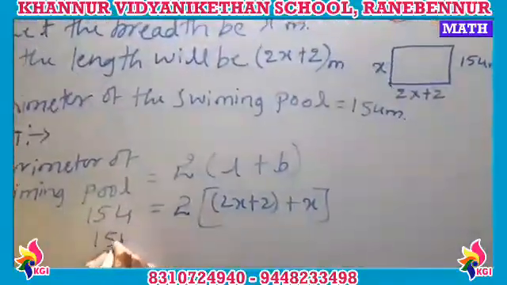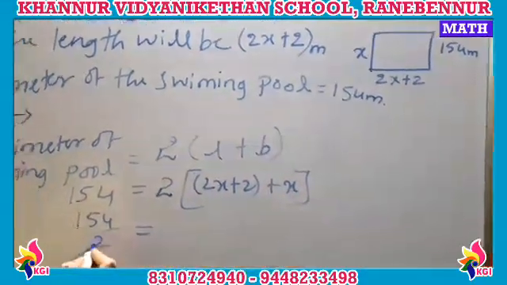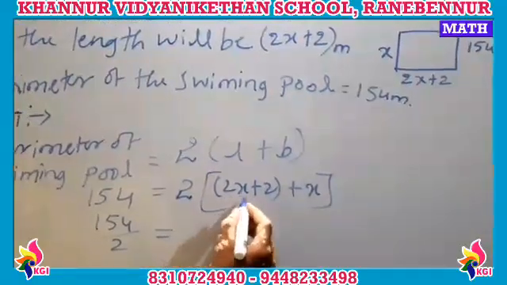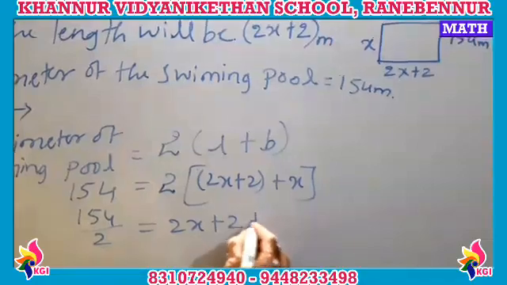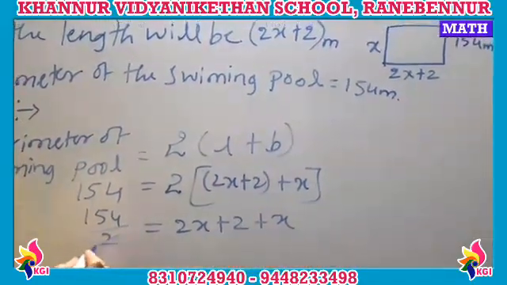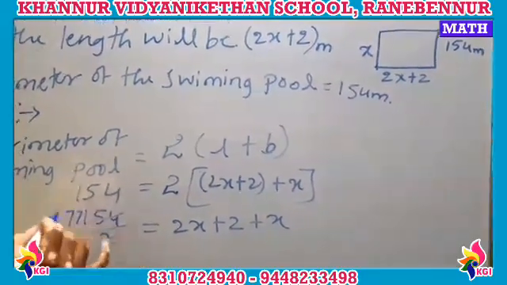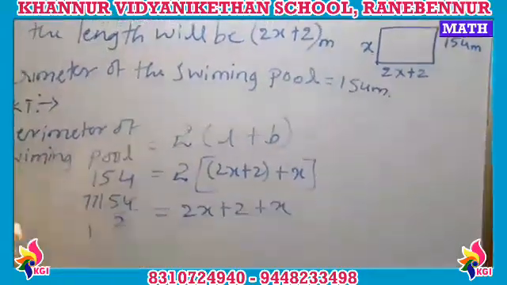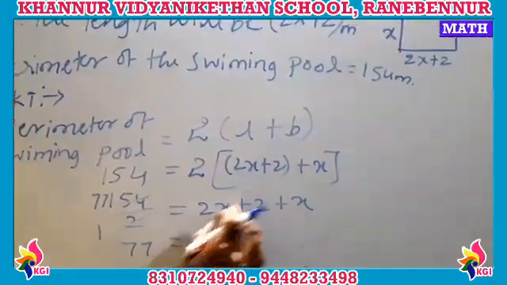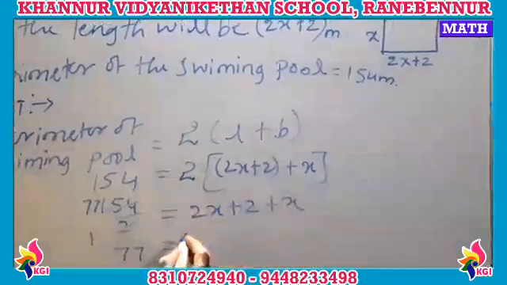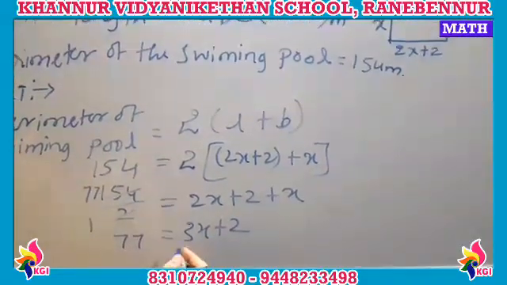So 154 divided by 2. Why? Because it is a product with this, right? So that goes to the denominator. Next, 2x plus 2 plus x. So 2 ones are 2, 2 sevens are 14, then again 1, 2 sevens are 14. So I remain with 77, correct? So 77 is equal to 2x plus x, total 3x plus 2.